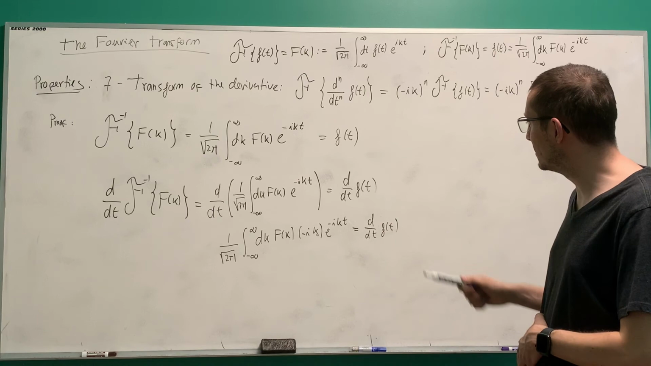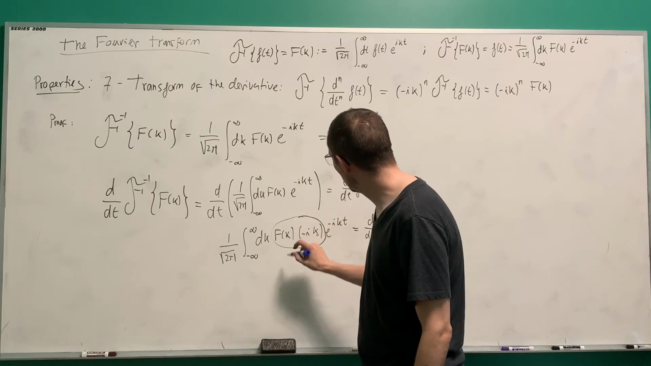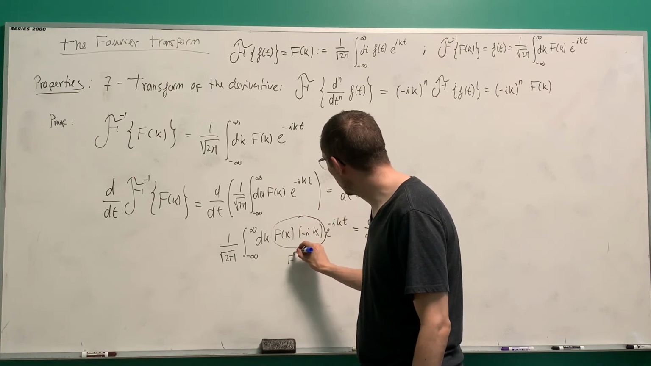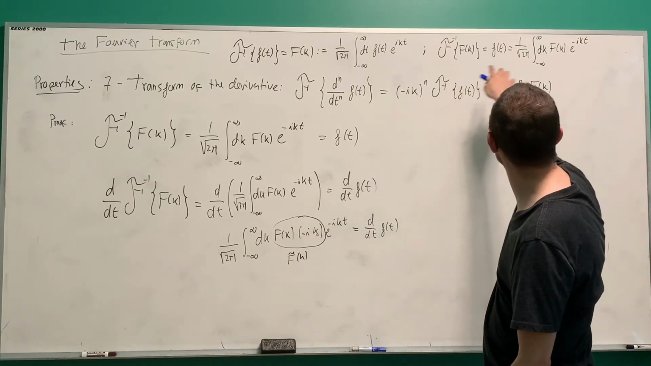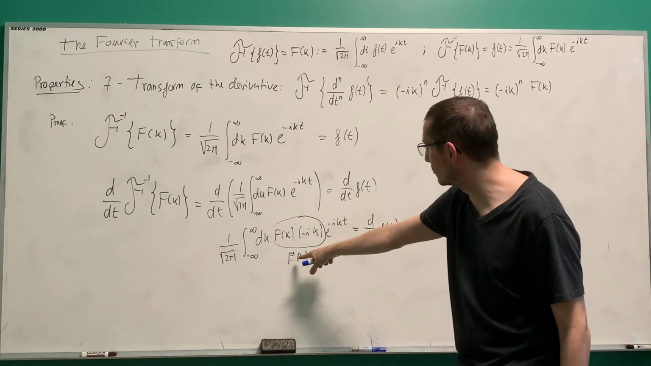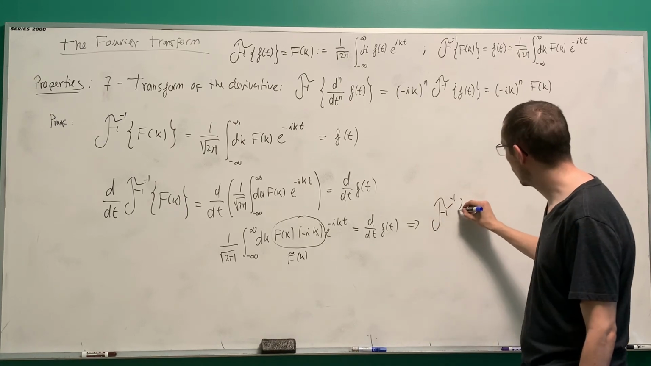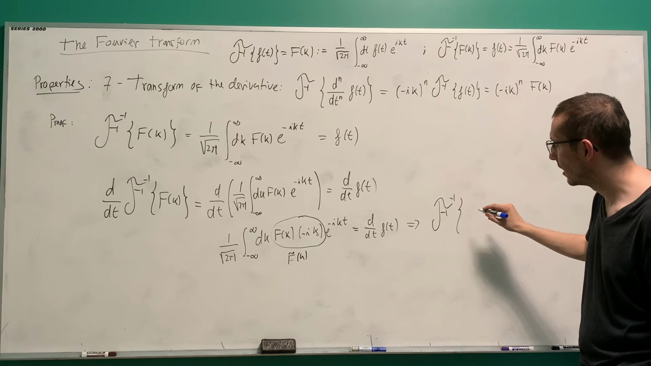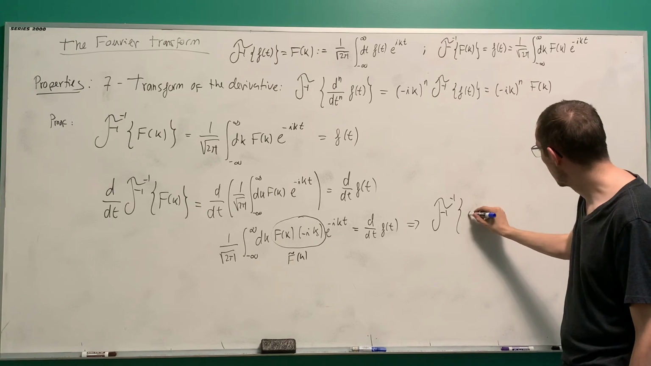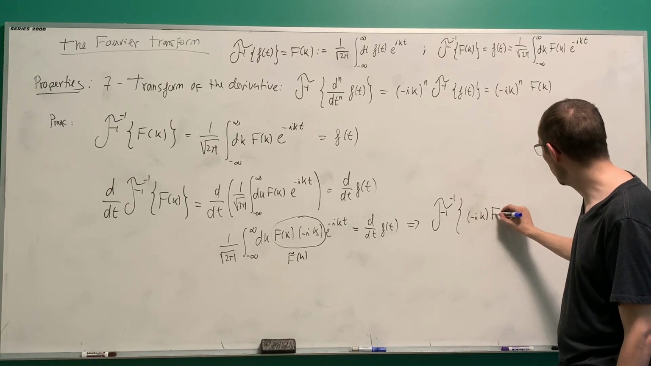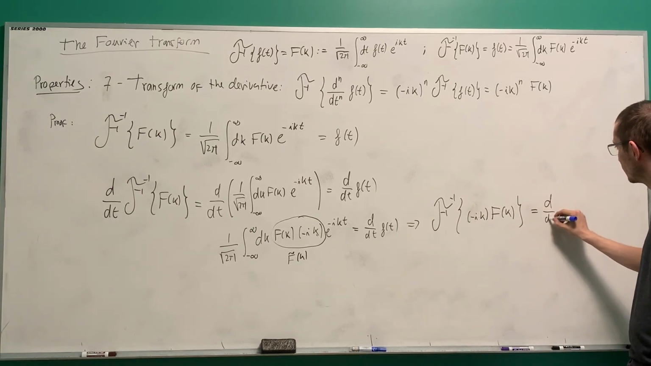All right, so we have that. Now, what is this though? The nice thing is that now I can understand this as a new function. Let's call it f tilde of k. So this is definitely the inverse Fourier transform of f tilde. So the left-hand side is the inverse Fourier transform of f tilde, which is minus i k f of k, and on the right I still have d dt f of t.